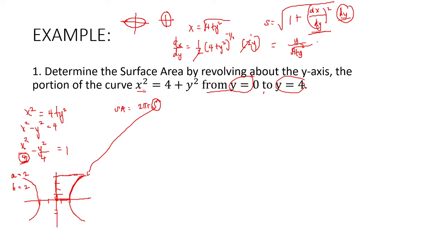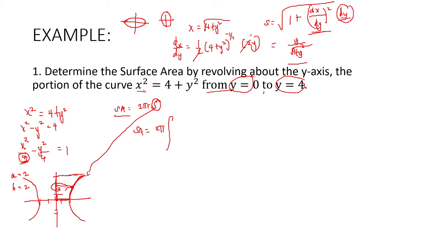So what's next is we are going to put this into this equation to get the surface area. So that is 2 pi. And then what is our radius? Again, our radius is from the centroid to where the axis will rotate. So for this, it will revolve around the y-axis.